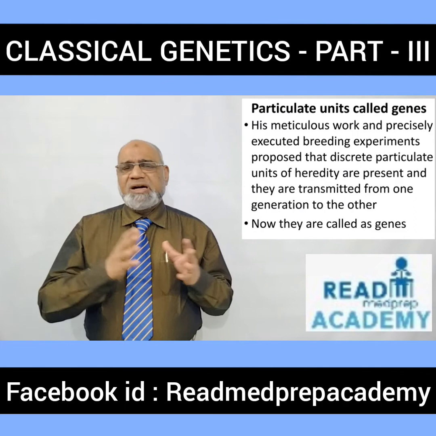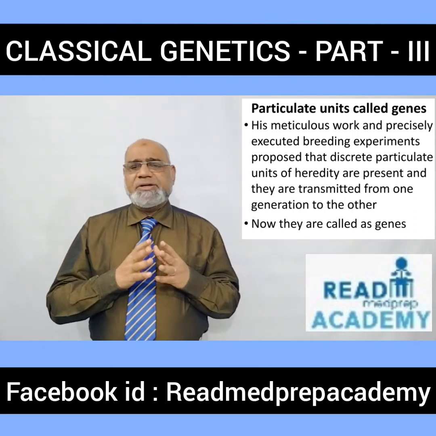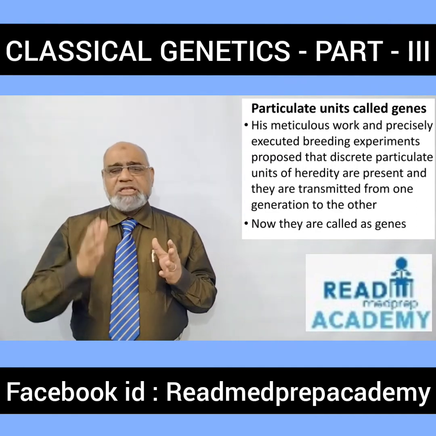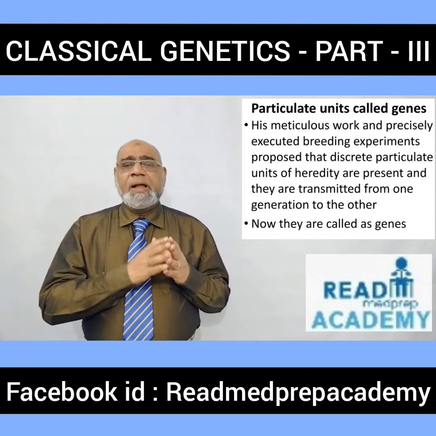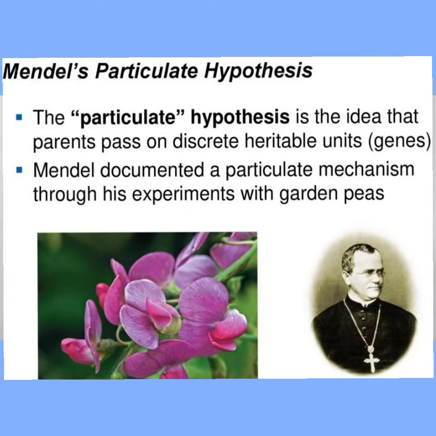His meticulous work and precisely executed breeding experiments proposed that discrete particulate units of heredity are present and they are transmitted from one generation to the other. Now these units are called genes. The particulate hypothesis is the idea that parents pass on discrete heritable units. These units initially were called factors, now they are called genes. Mendel documented a particulate mechanism through his experiments with garden peas.